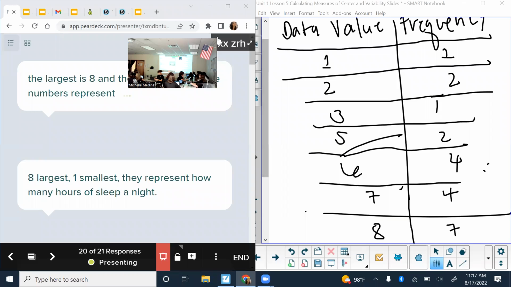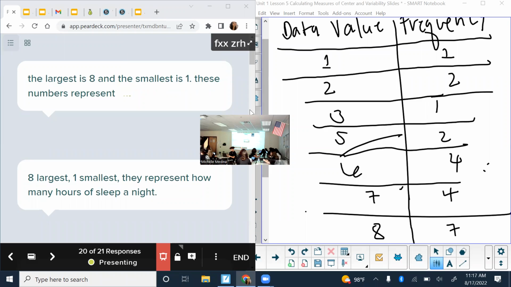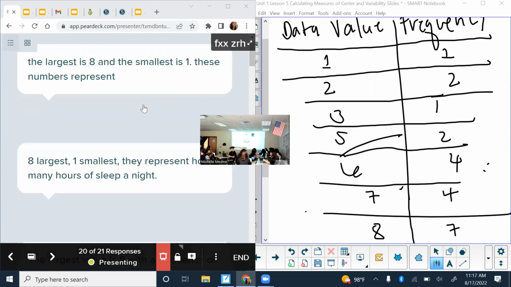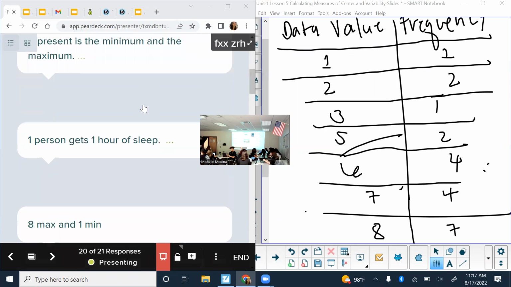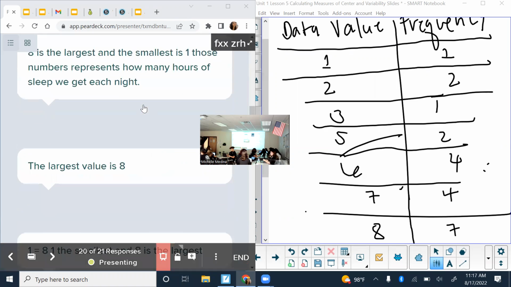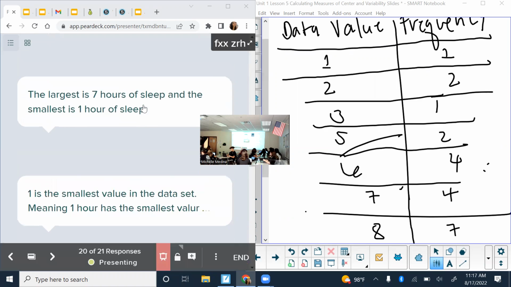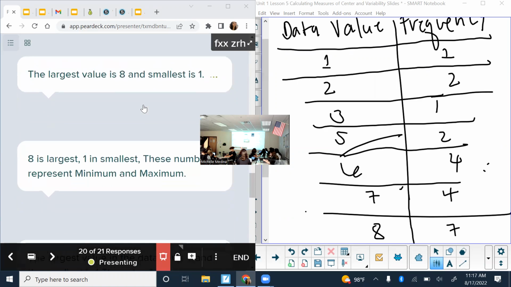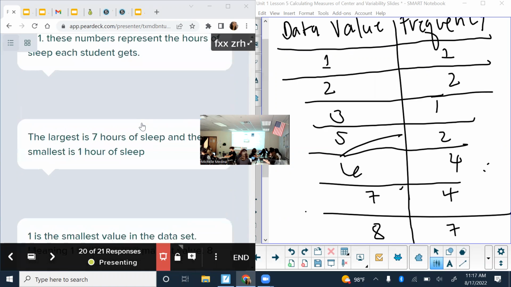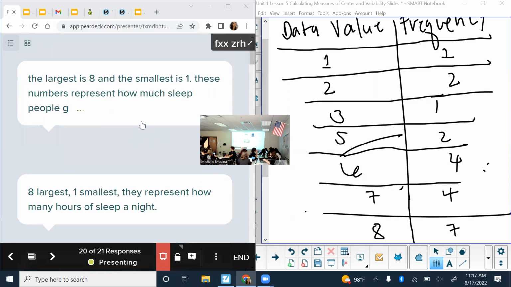All right, but we have that the largest value in our data is 8. The smallest is 1. Anyone disagree with that? Good, we know how to identify our minimum and our maximum. So we should know how to do that for box plots. And for when we make our dot plot today.